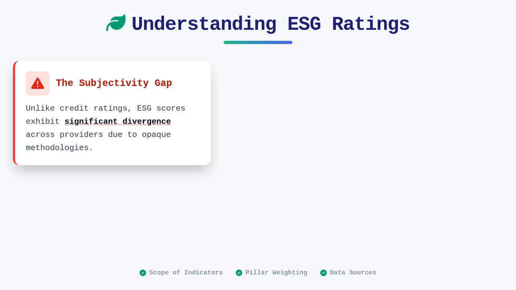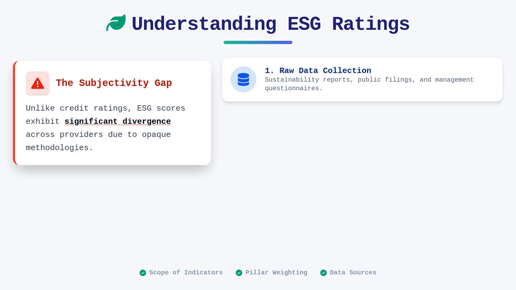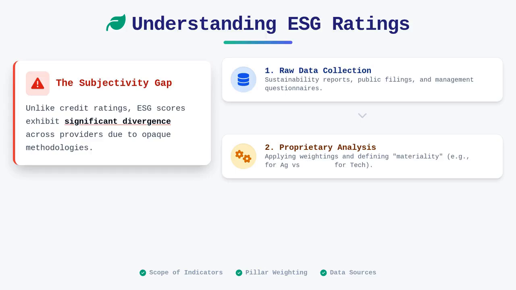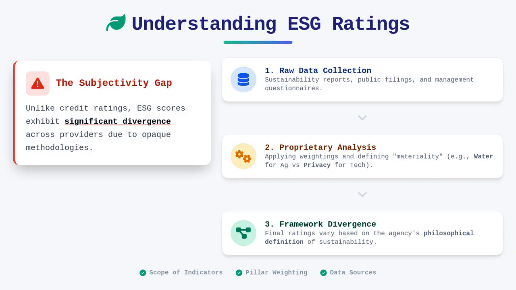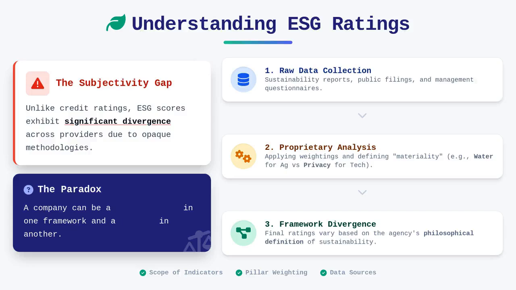When an agency assesses a firm, it typically starts by collecting raw data from corporate sustainability reports, public filings, and sometimes direct questionnaires sent to the management. These providers then apply proprietary models to determine what constitutes material information for specific industries, such as prioritizing water usage for agriculture while focusing on data privacy for tech firms. The complexity escalates because each provider has its own philosophical definition of what sustainability truly represents, leading to a situation where a company might be a top performer under one framework and a laggard under another.